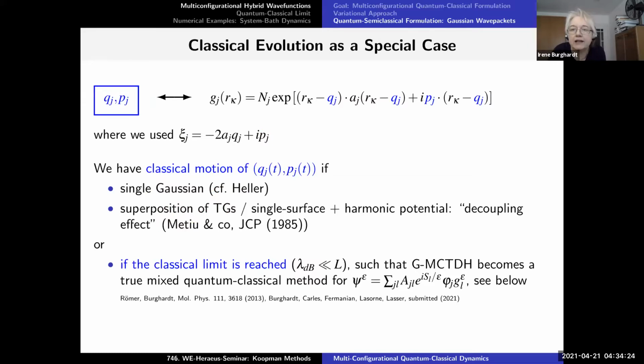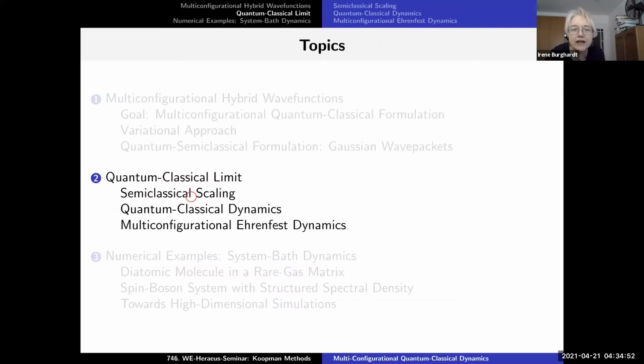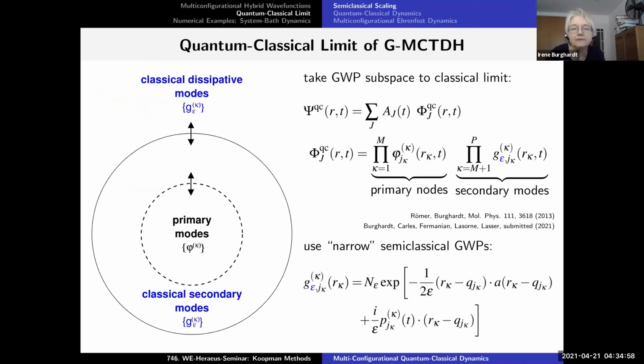Now, we also expect to get classical equations if the classical limit is actually reached in the sense of Caroline's presentation. Or if you think of the condition that the de Broglie wavelength is much smaller than the scale of variation of your potential. Then this Gaussian-based MCTDH would actually become a true mixed quantum classical method. And that is what we actually want to look at in the next part, which gives some details of this quantum classical limit. Now, we are thinking again in terms of this picture, in terms of primary and secondary modes.